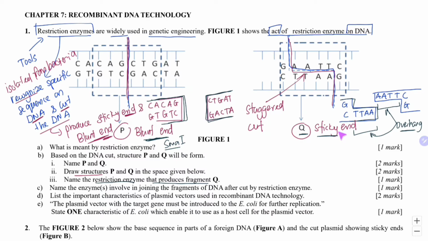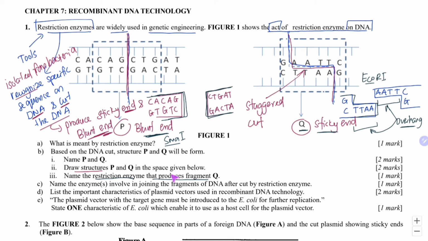Untuk sticky end pula, the example of enzyme dia adalah EcoR1. Sama juga, when you write the EcoR1, make sure E to capital and then underline the Eco. R1 tak perlu underline tapi kena capital. So R capital, 1 tu pun mesti 1 Roman. So tulis macam ni baru dapat markah.